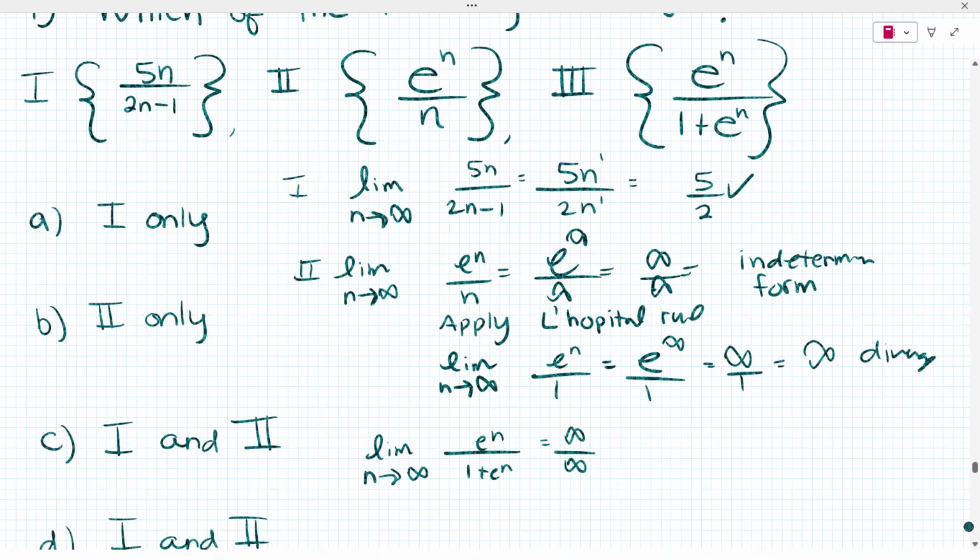So you try to apply L'Hôpital's rule again. Basically, you take the derivative of the numerator and denominator, maybe twice. On the numerator, what's the derivative of e to the n? It is e to the n. On the bottom, what's the derivative? Now, e to the n over e to the n is just 1, so now you have a limit as n approaches infinity.